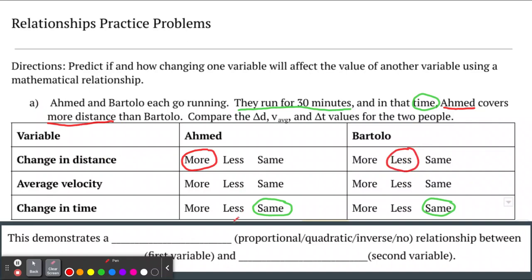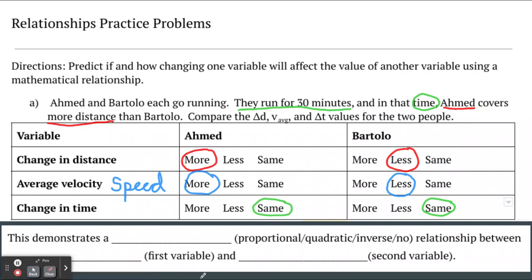Then we have to think about what that tells us about their velocity. Well, if Ahmed covered more distance in the same amount of time, Ahmed must have been going faster. So velocity is speed. So Ahmed must have been going faster, so that's going to be more. And that also means that Bartolo was going slower, that's less. So what kind of relationship does this demonstrate about the variables?